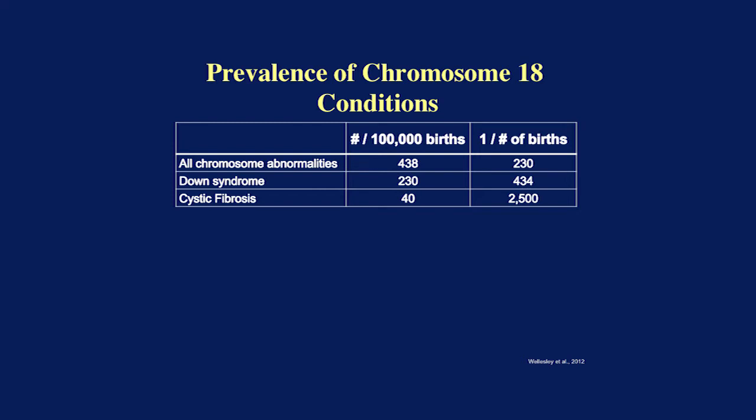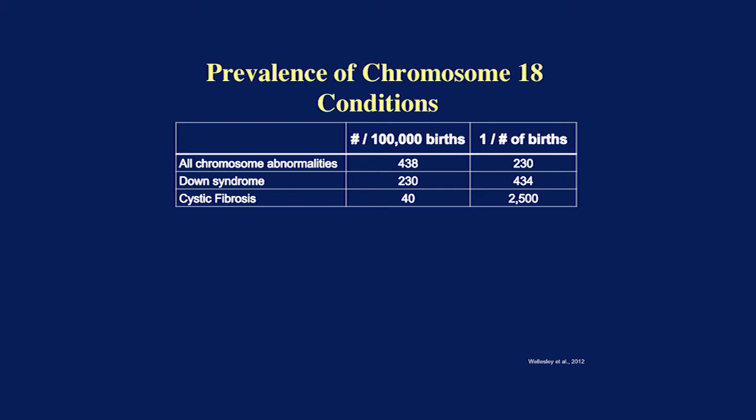We are often asked how common the chromosome 18 conditions are. When you consider all chromosome abnormalities, they in total are actually quite common, and the numbers are shown here. There are different ways you can think about the same prevalence numbers, so we're explaining them in 2 different ways here. There are 438 babies with a chromosome abnormality for every 100,000 babies born, or 1 baby is born with a chromosome abnormality for every 230 babies born.